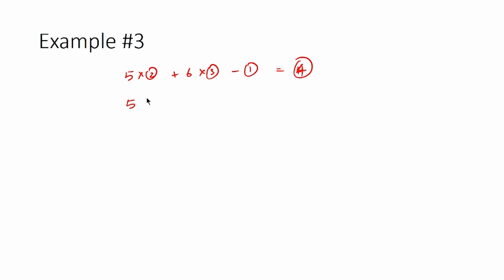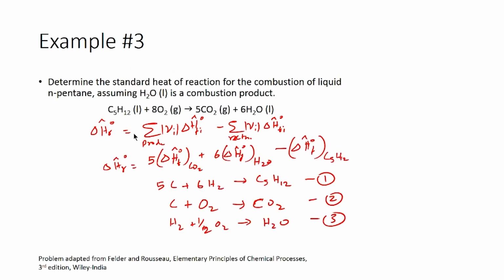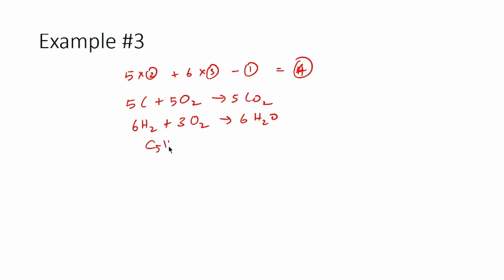It would be 5C plus 5O2 gives 5CO2, and this next equation would be 6H2 plus 6 times half O2, this 3O2, gives 6H2O. And the last equation, because we are going to subtract it, we will change the reactants and the products sides. So, that would become C5H12 becomes 5C plus 6H2. So, this is H12. Okay. Now, let us find the summation of these 3 reactions.